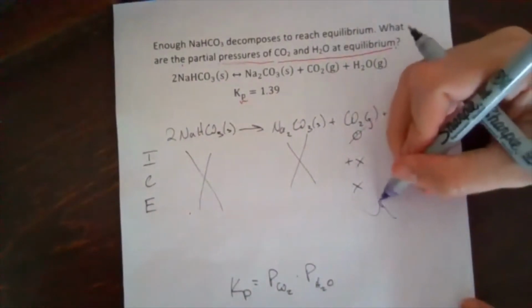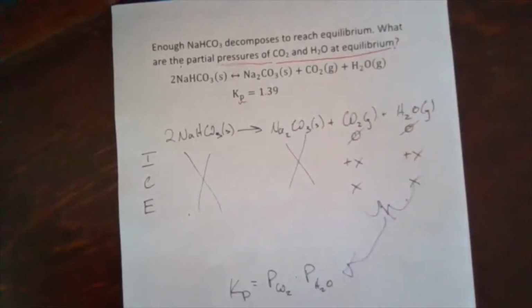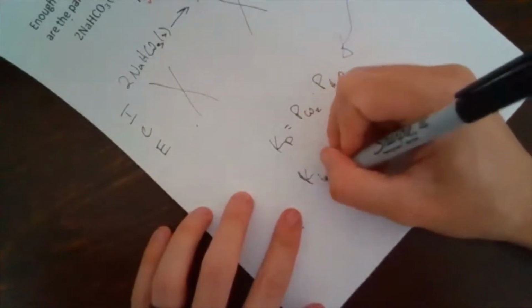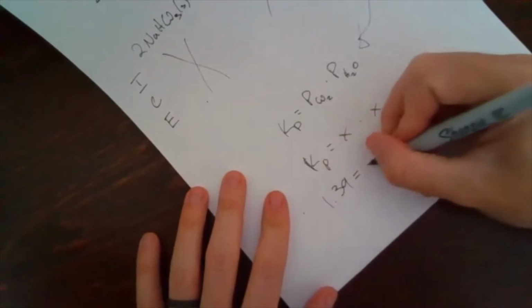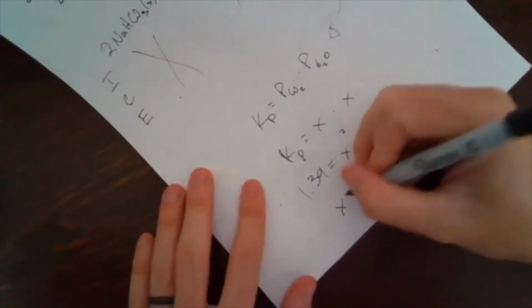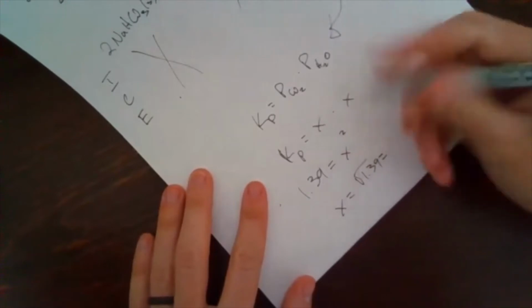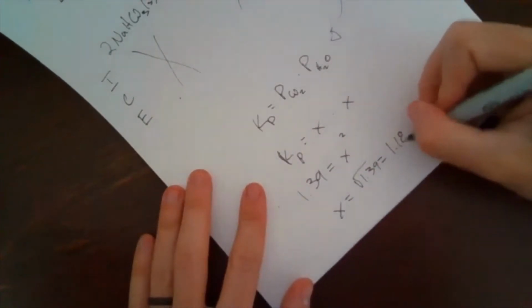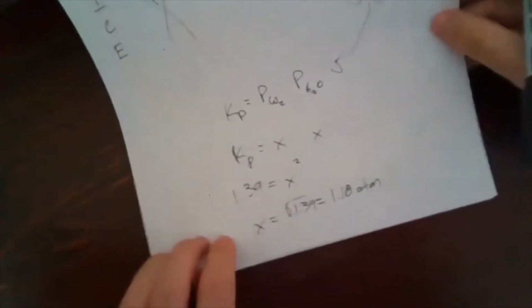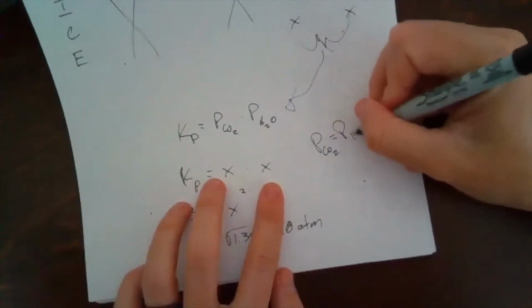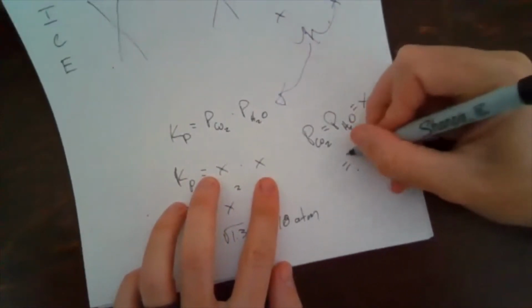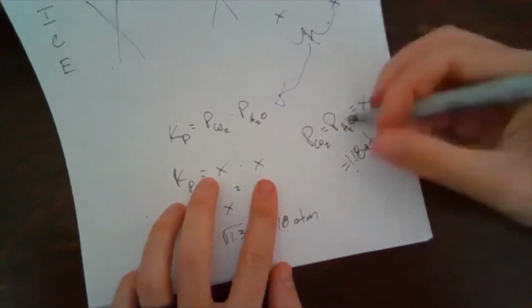So I'm going to take those x's and substitute them into the pressures. And so I get that Kp is equal to x times x. Kp is 1.39. That's going to be equal to x squared. So that tells us that x is the square root of 1.39, which is equal to 1.18 atmospheres. So we know that the pressure of CO2 is equal to x, and the pressure of H2O is also x. So they are both equal to 1.18 atmospheres.